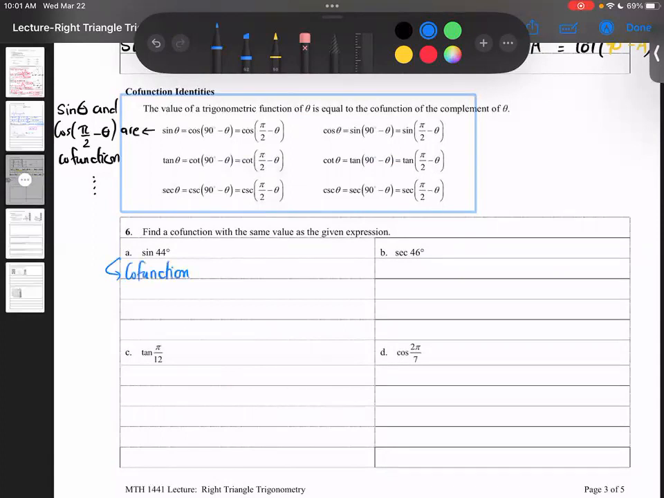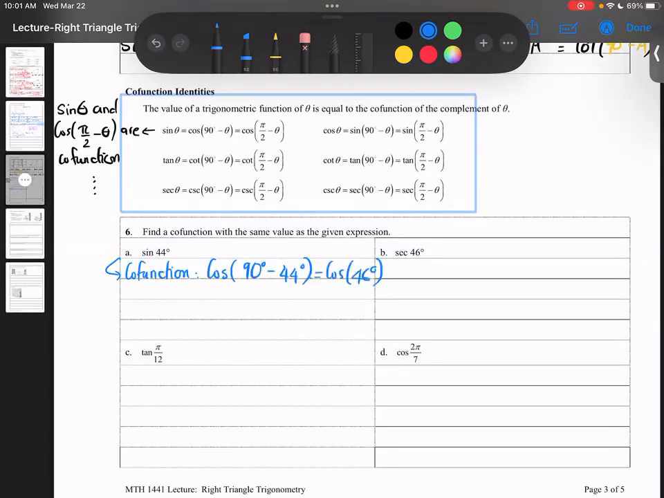I want to find the cofunction of sine 44 degree. So the cofunction of sine 44 degree will be cosine of what minus what? Yeah, 90 degree minus 44 degree. Just apply the formula, right? Which is cosine of 46 degree.